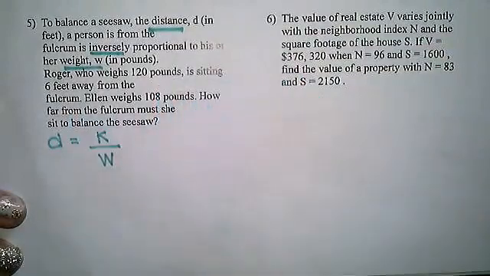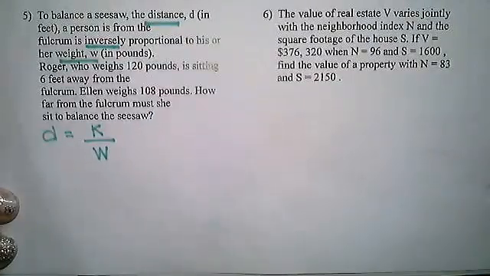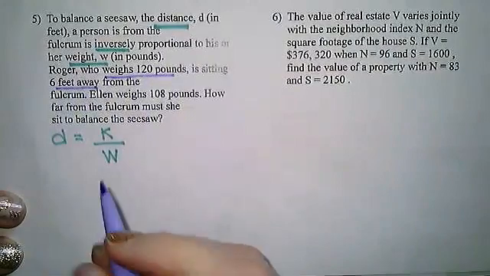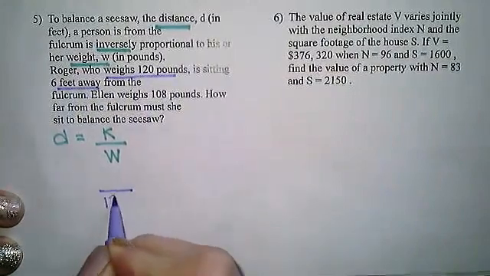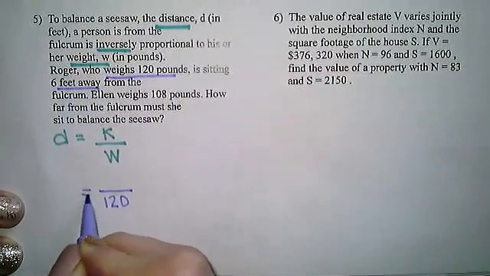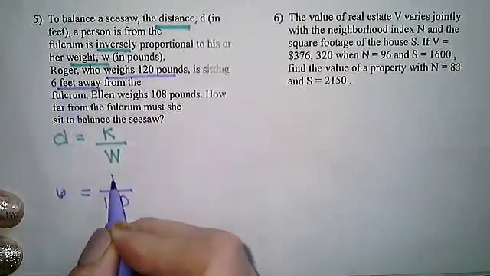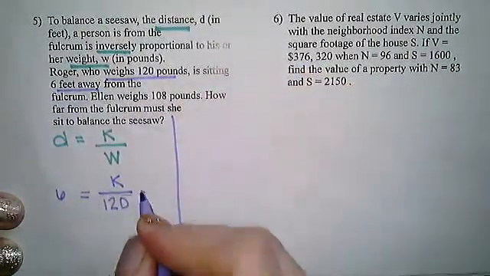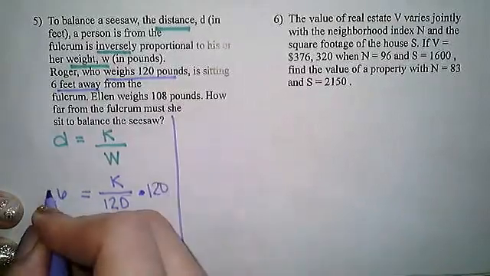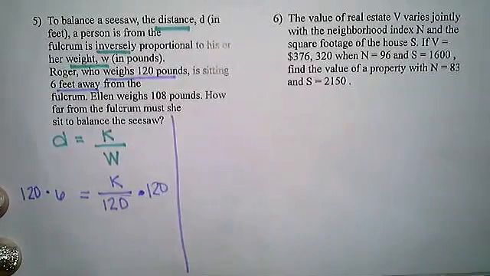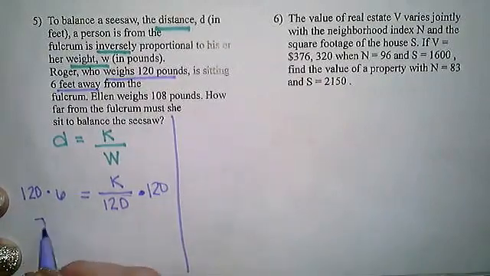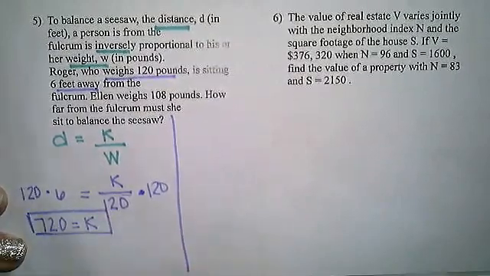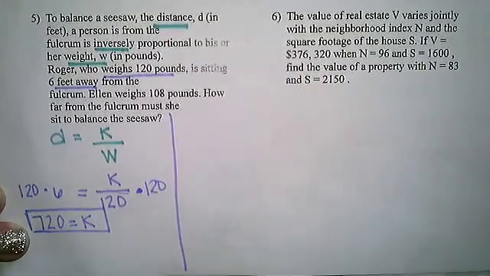Roger, who weighs 120 pounds, is sitting 6 feet away from the fulcrum. So you have the first two numbers. To solve for K, we're going to plug in 120 for weight, because that's a weight measurement, and the distance would be the 6 feet. So for step one, if we have division, we want to do multiplication to solve for K, which is 720 for K. Plug in your first two numbers to find out what your constant of variation is.